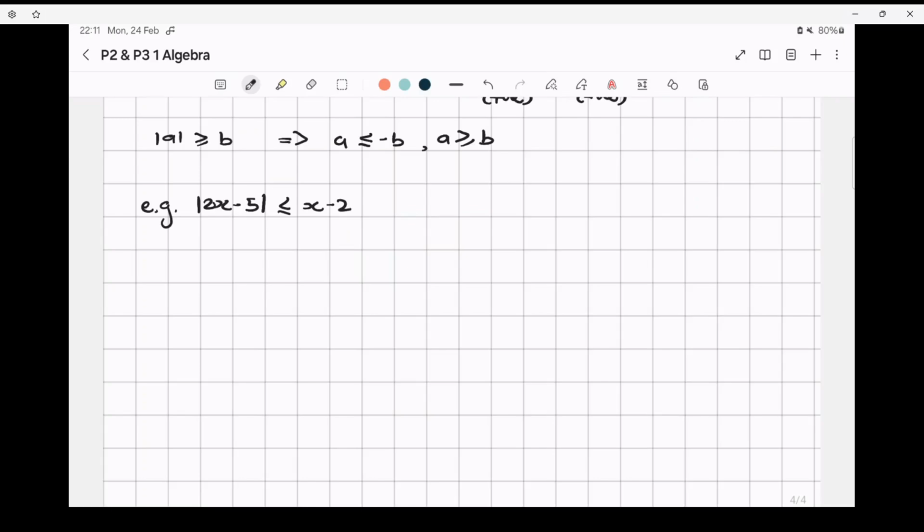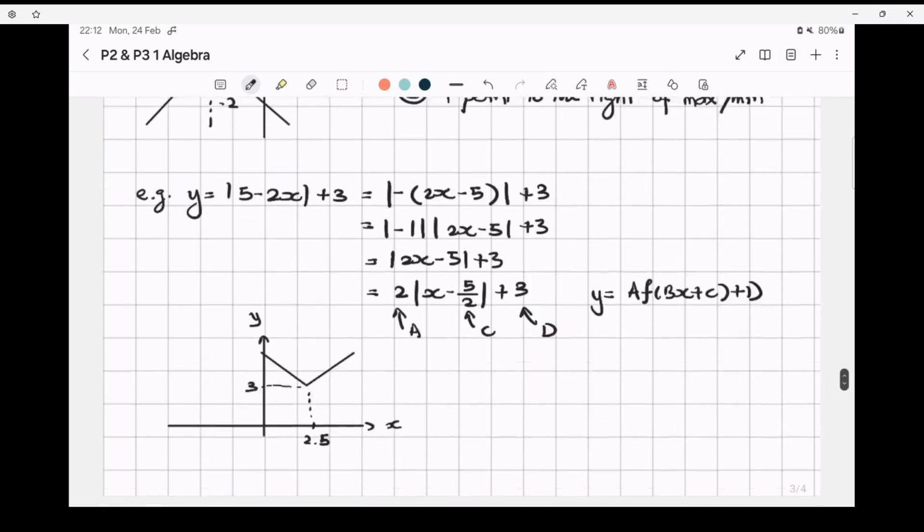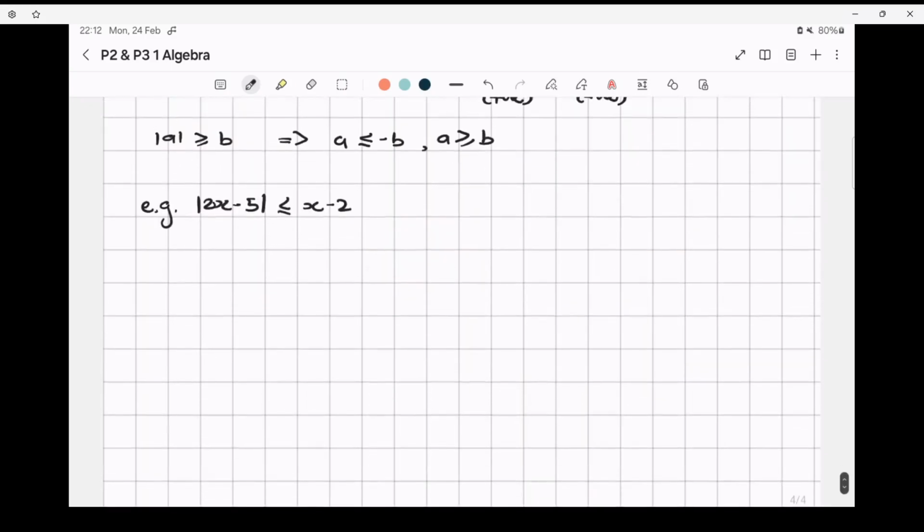I won't discuss the graphical method, because essentially you just plot the graph and then identify all the points where your straight line x minus 2 will intersect with modulus 2x minus 5, and then identify which region the inequality stays true. So you can easily do all this by yourself. But what I will stress over here is how you use the algebraic method.